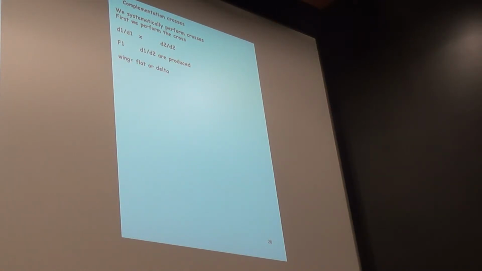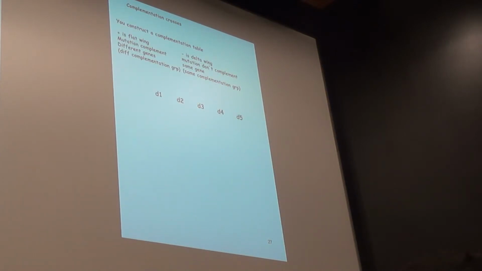So, is it flat wings or is it delta wings? If they are flat, that means they disrupt two different genes because they are complementing each other. Delta is the mutant phenotype, flat wings is the wild type phenotype. Then you perform the next cross, D1, D1 cross to D3, D3. Again, you ask the question in the F1, when you get a D1, D3 fly, what is the phenotype of this fly, flat or delta? And systematically you build a complementation table. And so you basically have your 5 mutants, D1, D2, D3, D4, D5.